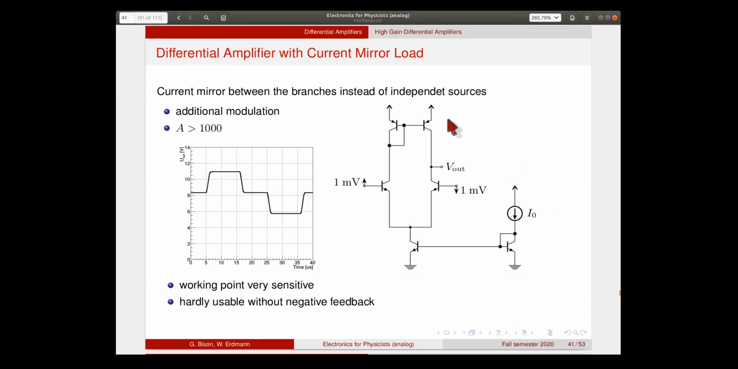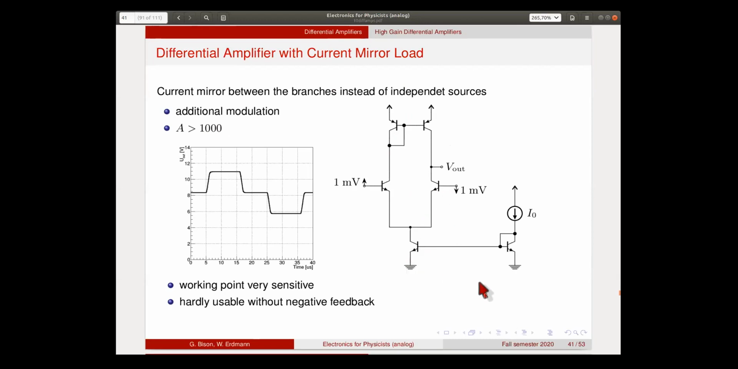Instead of biasing these current sources with an independent current source, we configure them as a current mirror with PFETs again. So this one here now takes the current on this side and tries to mirror it over to the other side. Now this gives us even additional modulation, because we not only have the modulation through the fact that these transistors share the same current, but they also now share the same current here in some sense because it's mirrored over. So this gives us a factor 2 in the gain of this amplifier again.